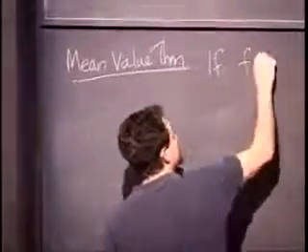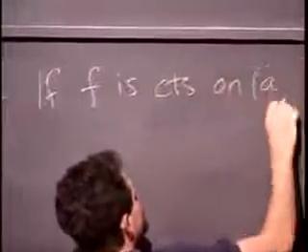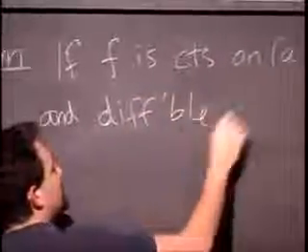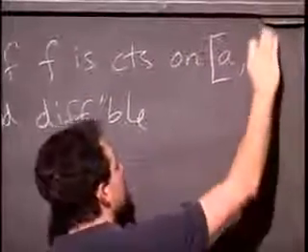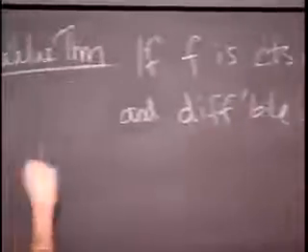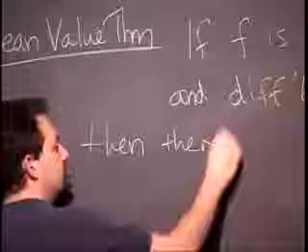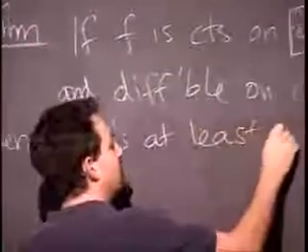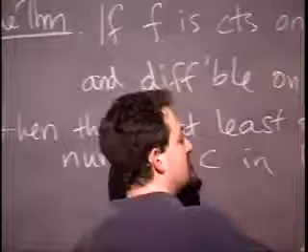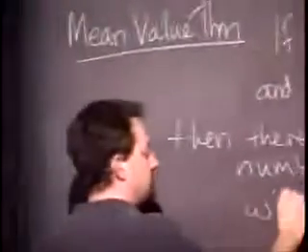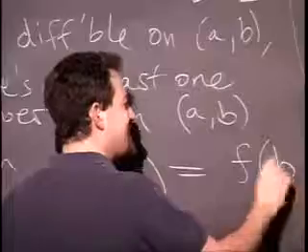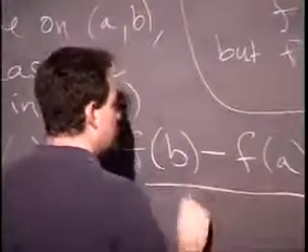If f is continuous on the open interval AB, I'm sorry, it's on the closed interval AB, just like the other case, and differentiable on the open interval AB, then there's at least one number C in the interval AB with f prime of C equals f of B minus f of A over B minus A.